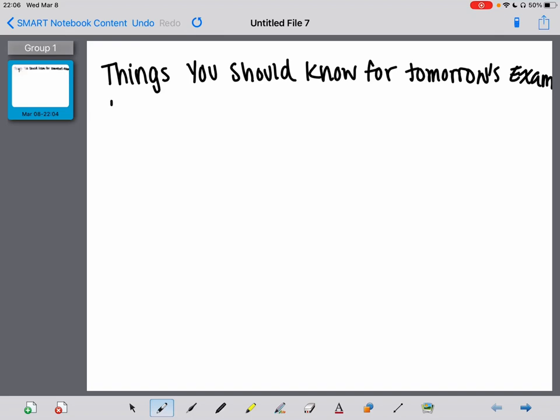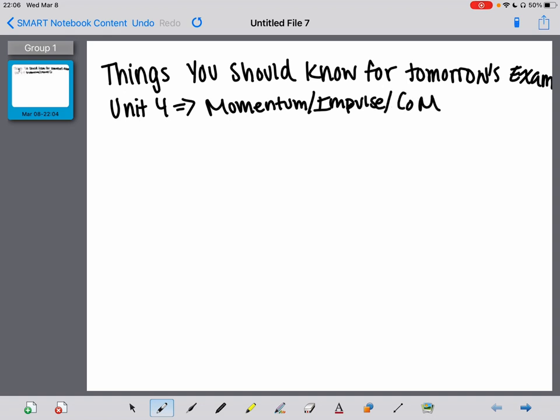Okay, please keep in mind we are on Unit 4, and it is on momentum, impulse, and conservation of momentum. All right, so first things first, we covered momentum. What that means is you have P equals mass times velocity. You can find that formula on page 6.